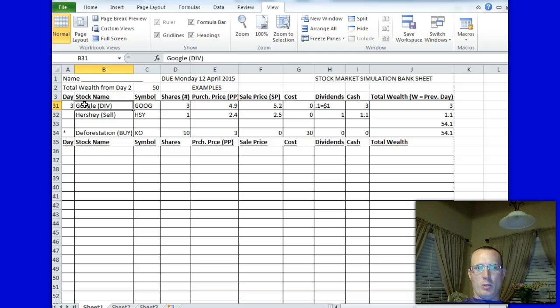You should have picked up a new sheet. This is your new sheet. At the start of it, you need to put your name on it. So I'll go ahead and model that for you. Then you need to put your total wealth from day two. So this is the last calculated wealth value that you had on yesterday's sheet. I'm just going to arbitrarily put $50 here.